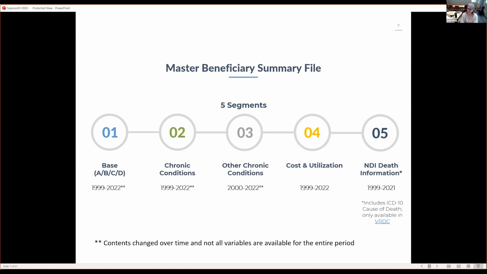And finally, the National Death Index death information. That is important. We'll talk about the VRDC on Thursday. You can only use the NDI data in the VRDC, but even then you need to have, as I said earlier, a scientific case for needing the cause of death information. It's a massive benefit to us, but there are restrictions given the nature of it and the rules surrounding use of NDI.